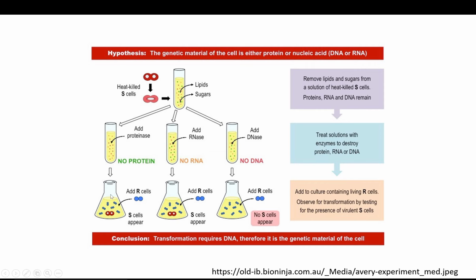This solution was added to R cells. In the first case, where there is no protein, S cells reappear. In the second case, where there is no RNA, S cells reappear. Whereas in the third case, where there is no DNA, there is no S cell found, only R cells. So addition of DNase is removing whatever is providing virulence to the R cells after addition of the components of the heat-killed S strain. Therefore they concluded that transformation requires DNA, so it is the genetic material of the cell.